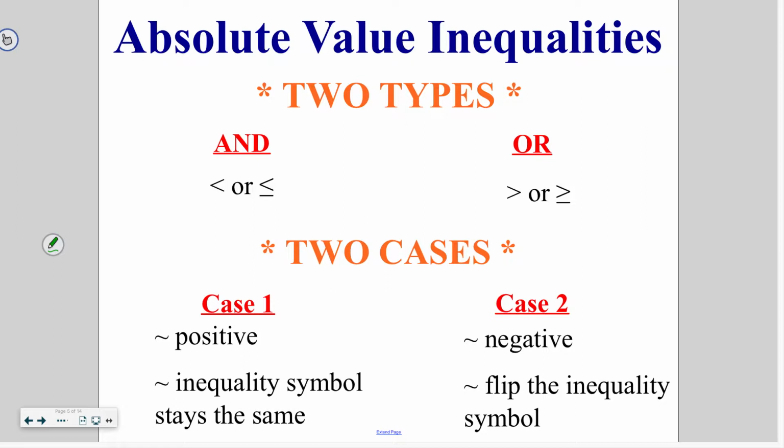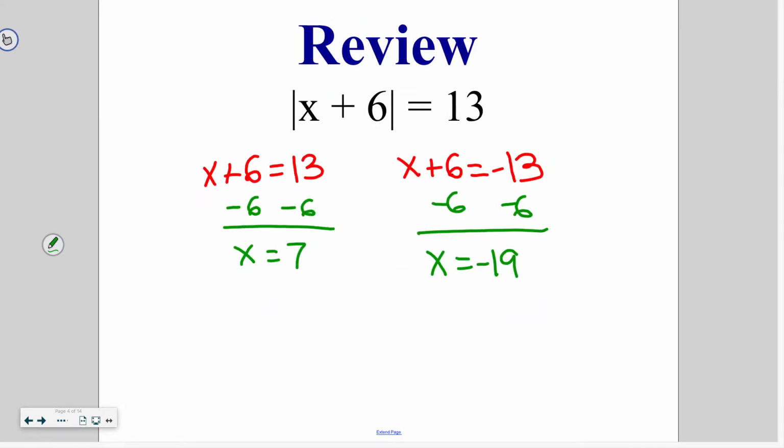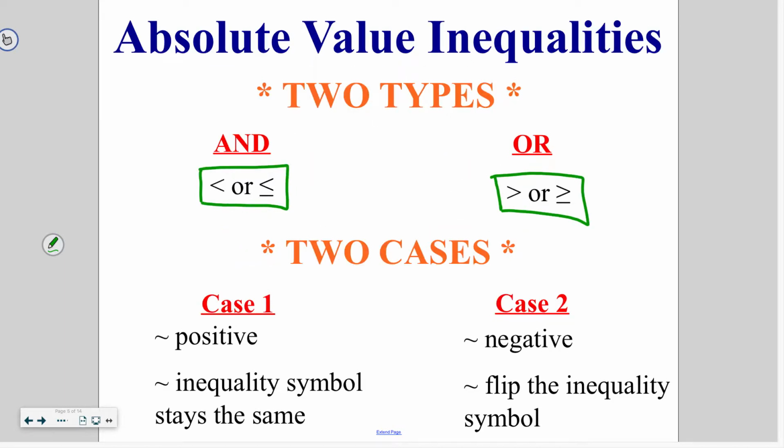So, with inequalities, there are actually two different types of problems we are going to look at. If we start with the less than, or the less than or equal to symbol, it's going to fall under the AND, or the intersections type of problem. If we start with a greater than, or greater than or equal to, we're going to start with the OR, the union type of problems. In either type, you still have two cases. Just like we had two cases with the equations, we're also going to have two cases with the inequalities.